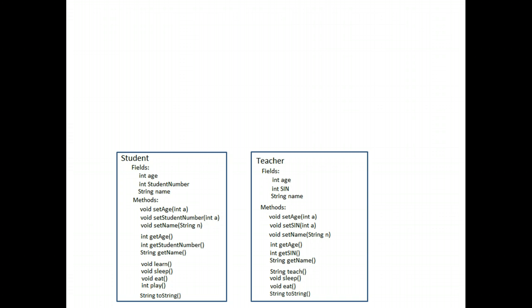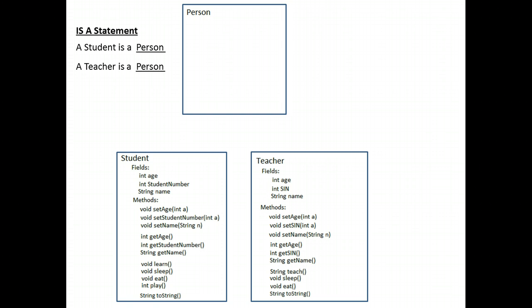So if we want to set up a hierarchy for these classes to sit in, we want to think about what's called an is-a statement. We want to be able to complete these two statements, and we have to fill in the same blank in both of them. So we want to be able to say a student is a something, a teacher is a something. If you think about this, we know that a student is a person and a teacher is a person. So in our class hierarchy, we're going to set up a person as a superclass. That's a class above student and teacher. So we say student and teacher are subclasses of the person class.